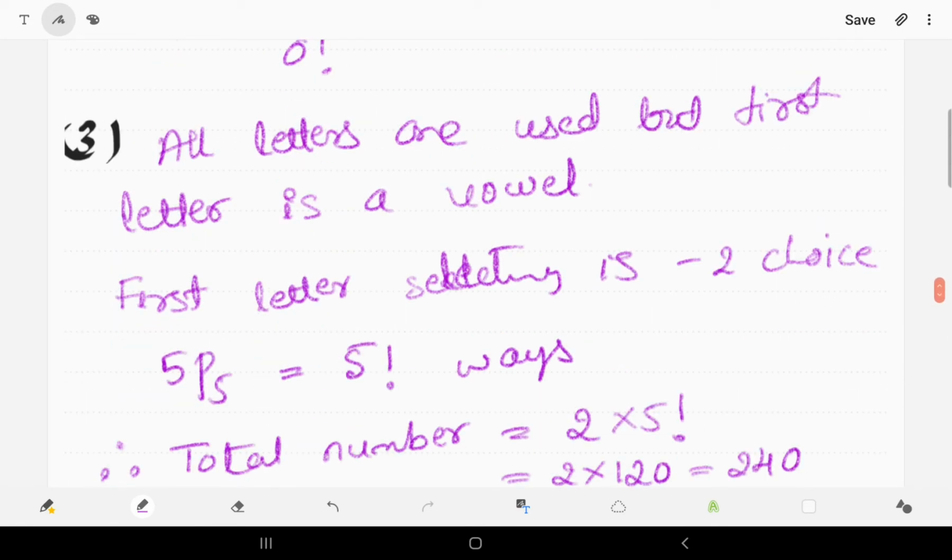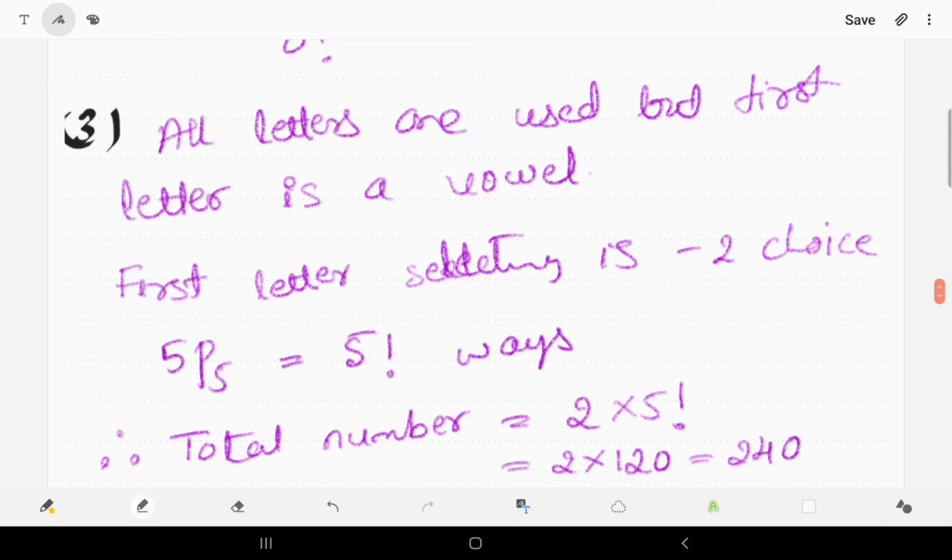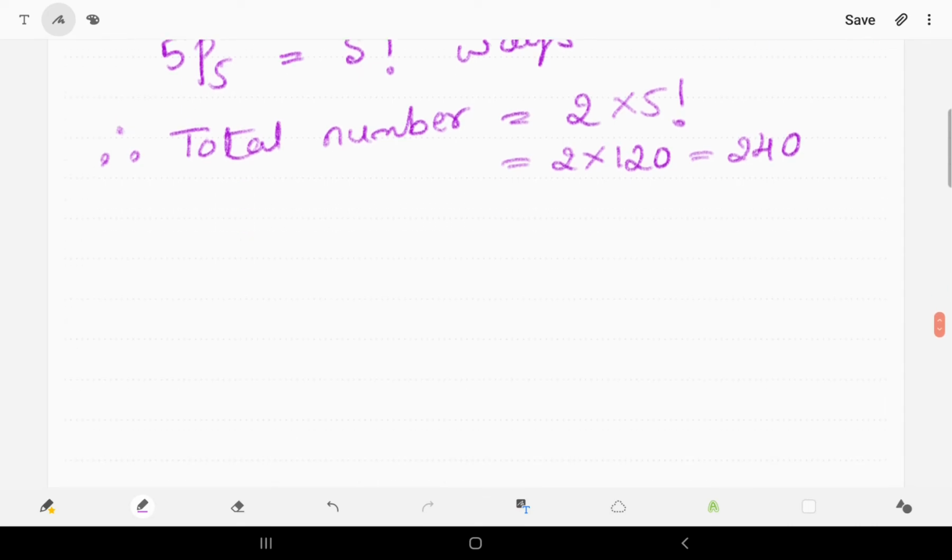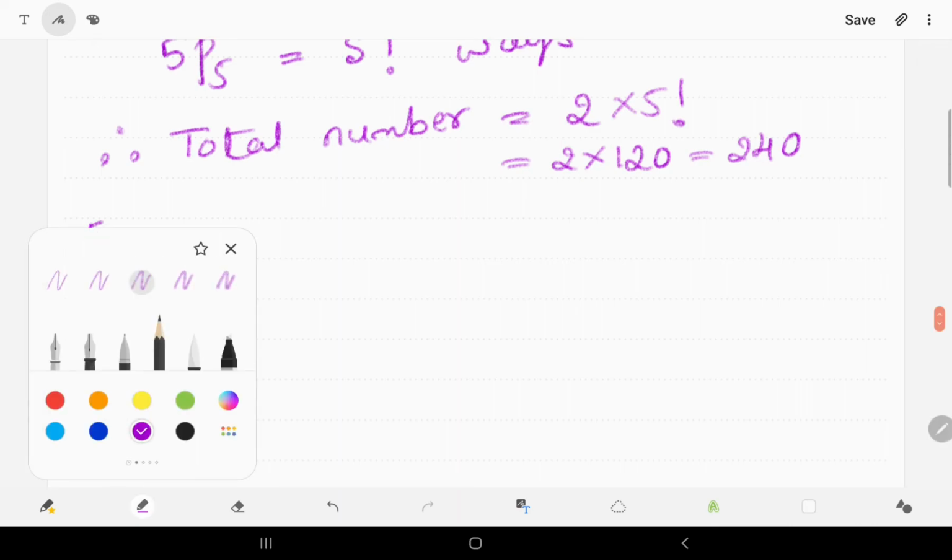Next. A code word is to consist of two distinct English alphabets. Next problem.